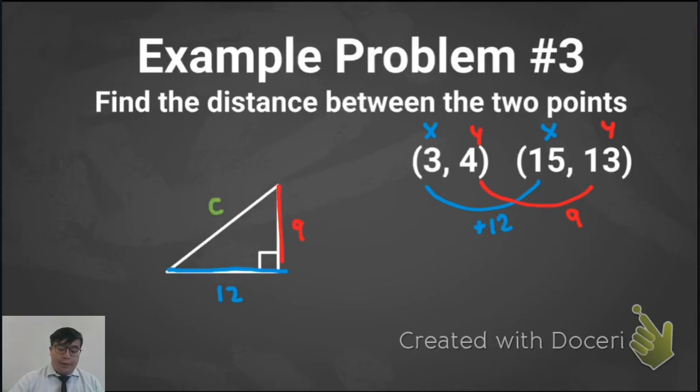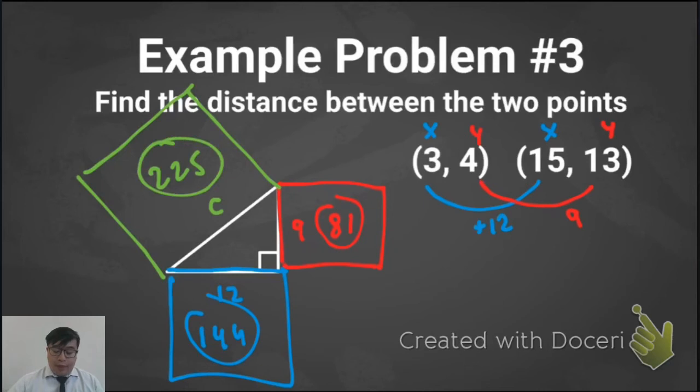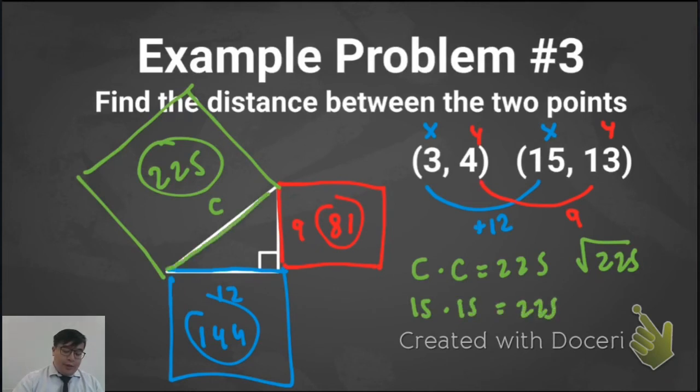Now that I have side A and side B, I can figure out what side C is going to be. So let's take a look at A squared. 9 times 9, or 9 squared, is going to be 81. And 12 squared, or 12 times 12, that's going to be 144. And so the Pythagorean theorem says that I can combine the two smaller squares to get the big square. So 81 plus 144 is going to be 225. So in order to find side C, I need to ask myself what side length times itself equals 225, or what is the square root of 225? And I know that 15 times 15 equals 225. So the distance between these 2 points here, side C, that's going to have a length of 15.